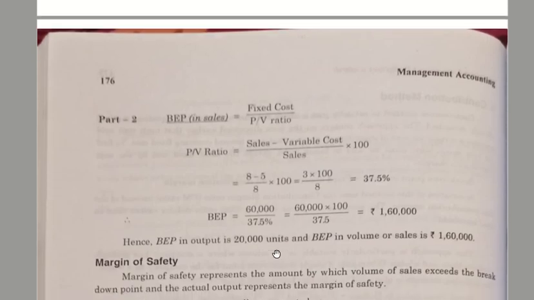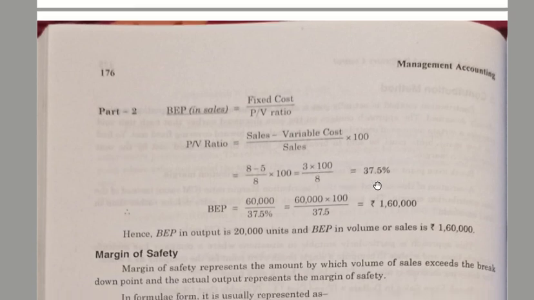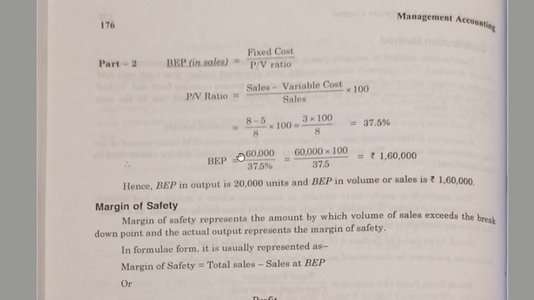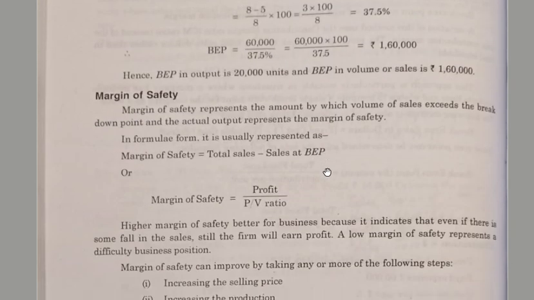So break even point in sales formula is fixed cost divided by PV ratio. First we need to calculate the PV ratio. Formula is sales minus variable cost divided by sales into 100. So 8 minus 5 into 100. So 3 into 100 divided by 8, which is 37.5%. So now you implement your break-even point formula, which is 60,000 divided by 37.5%. So 60,000 into 100 divided by 37.5, which is 1,60,000.